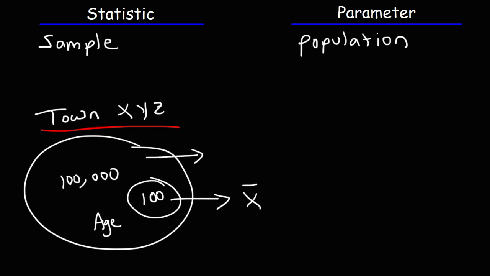The true average age of all of the 100,000 residents of town XYZ, that would be the population mean. That's a parameter. So the sample is a small subset of the population. The population is 100,000, but the sample that we chose is only 100 individuals out of the population of 100,000. So hopefully that helps you to see the difference between a sample and a population.